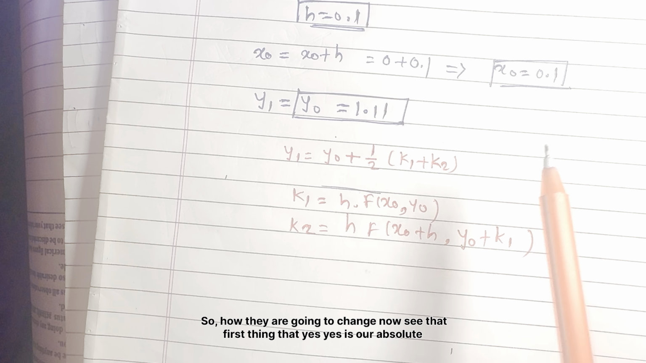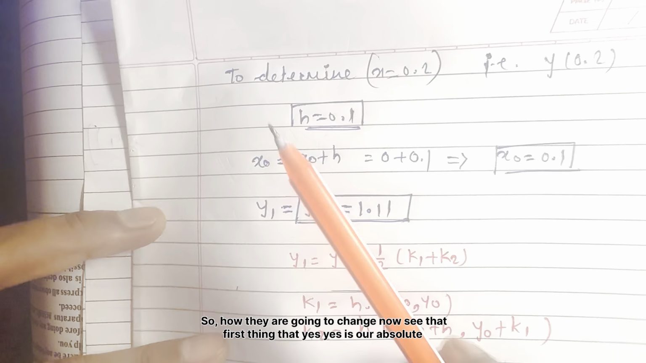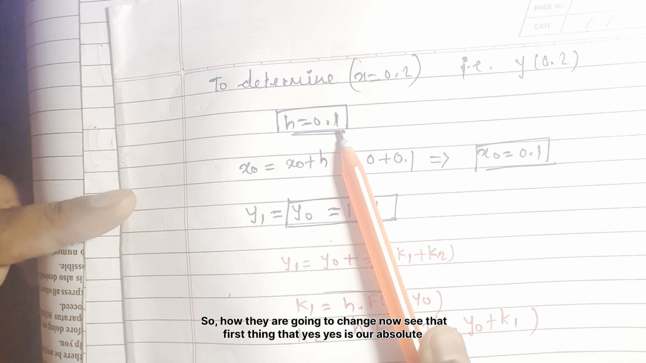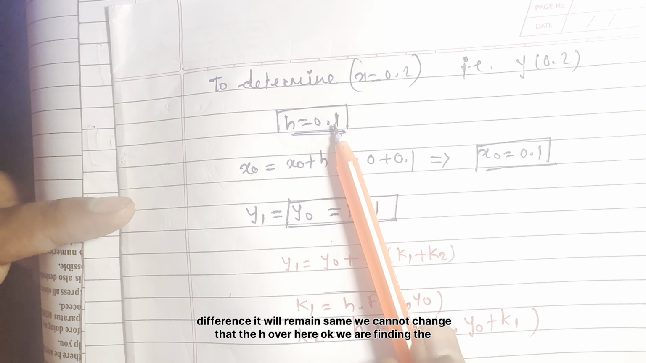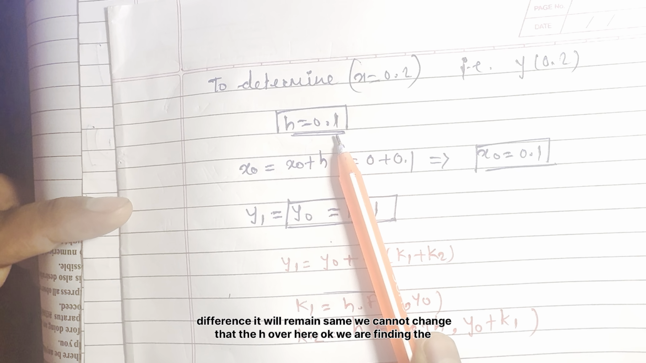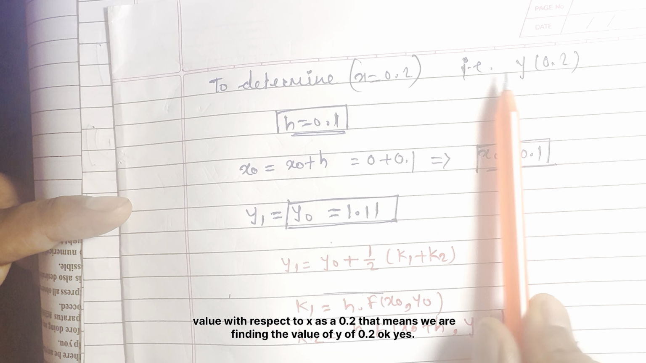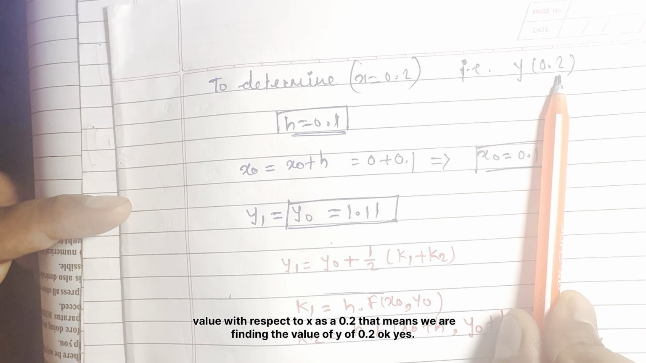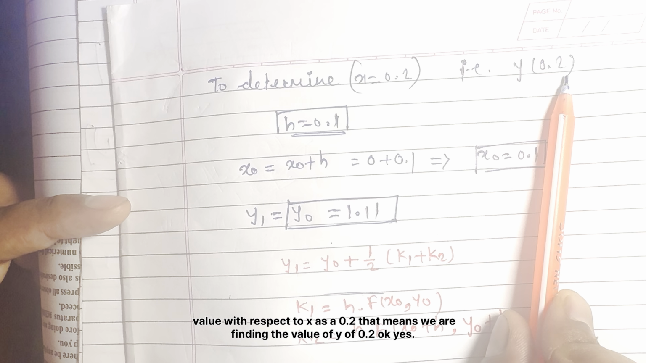Okay, so how are they going to change? Now see that. First thing, that h is our absolute difference, it will remain the same. We cannot change the h over here. We are finding the value with respect to x as 0.2, that means we are finding the value of y of 0.2.